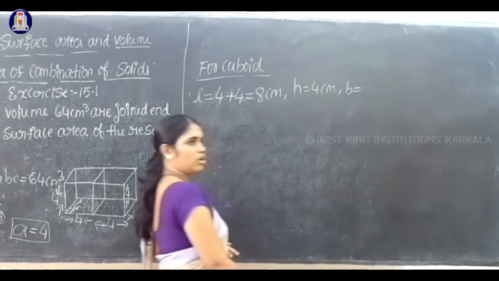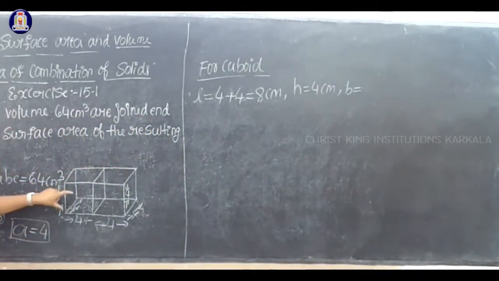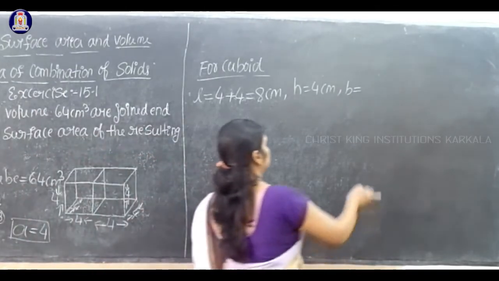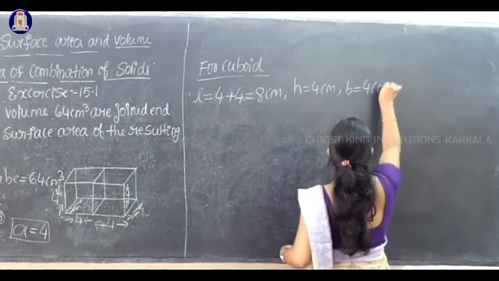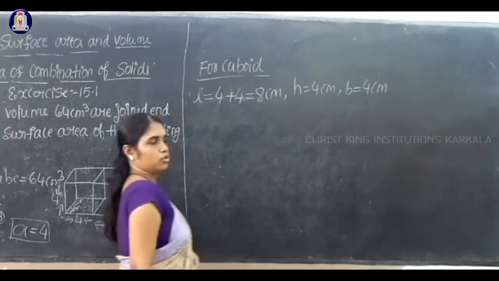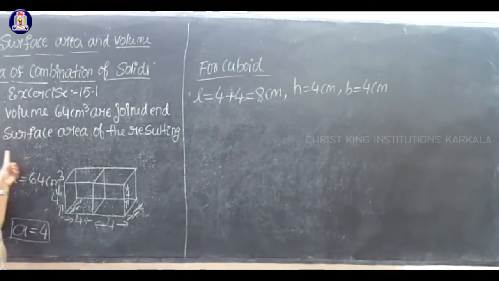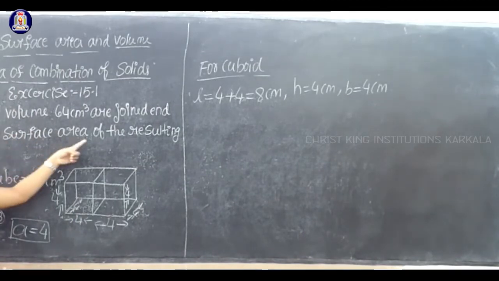What is the breadth of the cuboid? This is the breadth of the cuboid. Breadth also will be the same. How much? 4 centimeter. Breadth is equal to 4 centimeter. So now our question is to calculate the surface area of the resulting cuboid.